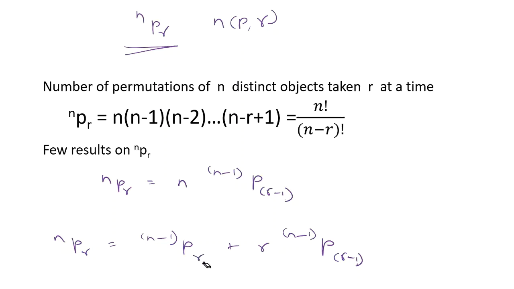We can read it as the number of permutations of n distinct objects taken r at a time without containing a particular element. Therefore, the total number of permutations is equal to the number of permutations without containing a particular element plus the number of permutations which always contain a particular element. So we have seen a few results based on these things, and we have solved a few problems on the expansion of nPr.